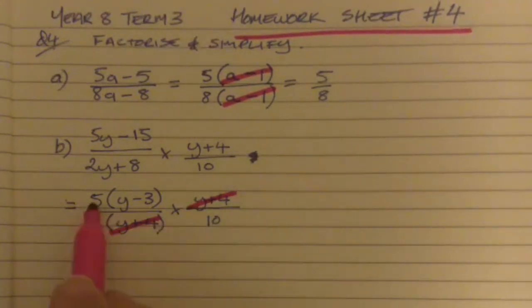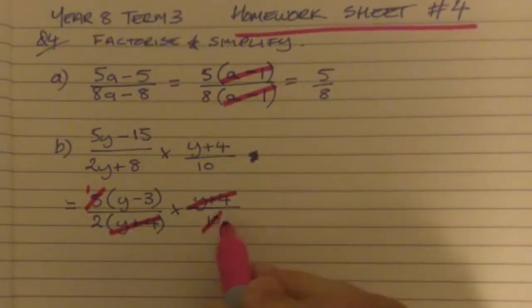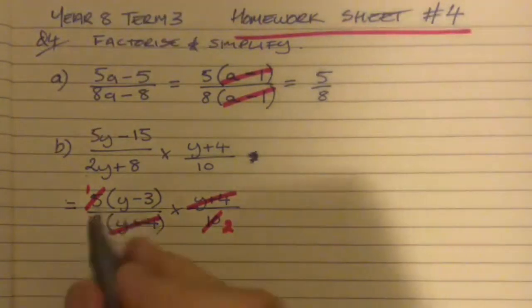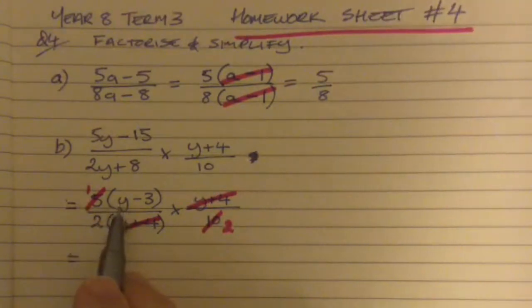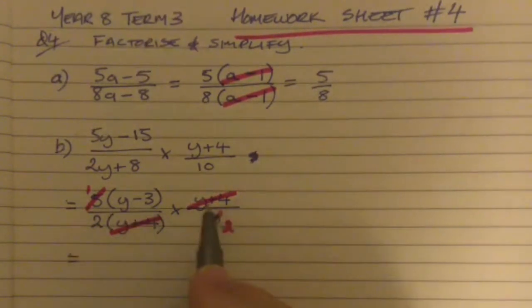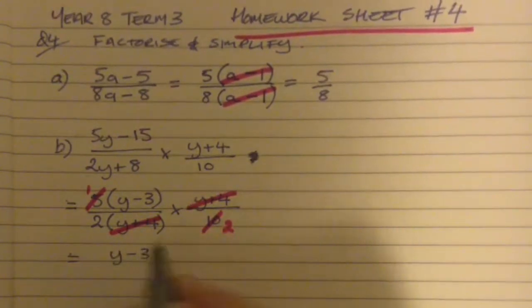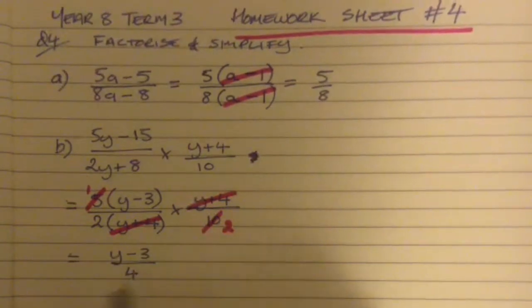The other one, we've got a common factor here as well. Okay, so 5 is a common factor. So that will leave us with 1, and that will leave us with 2. Let's clean this up and see what it looks like. So on the top, we've just got one lot of y minus 3 times 1. So y minus 3. And on the bottom, we've got 2 times 2, which leaves us with 4.